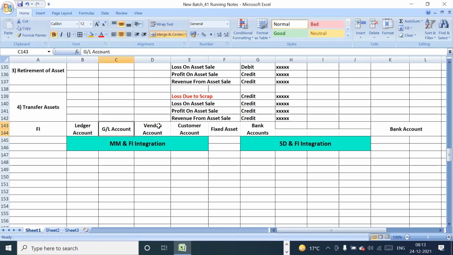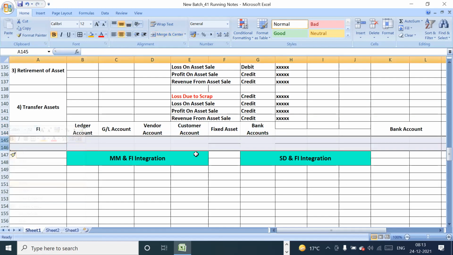Okay, in the finance module, these are the ledger accounts: GL account, vendor account, customer ledger, asset ledger, and a bank ledger we have to create. Then after that, we can book the entries, right? We can post the entries. By using GL account, we can post some petty cash entry, bank to bank transfer entry, share capital entry.